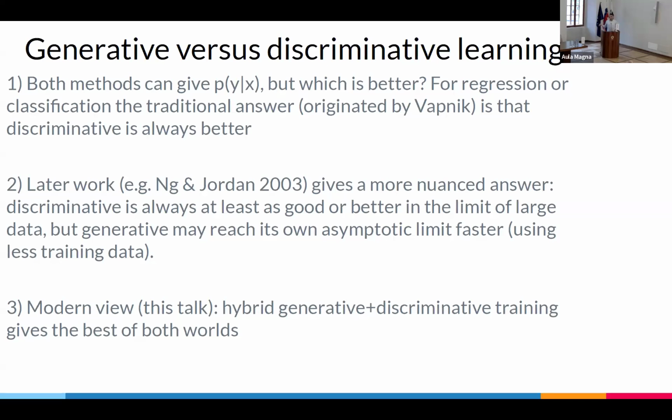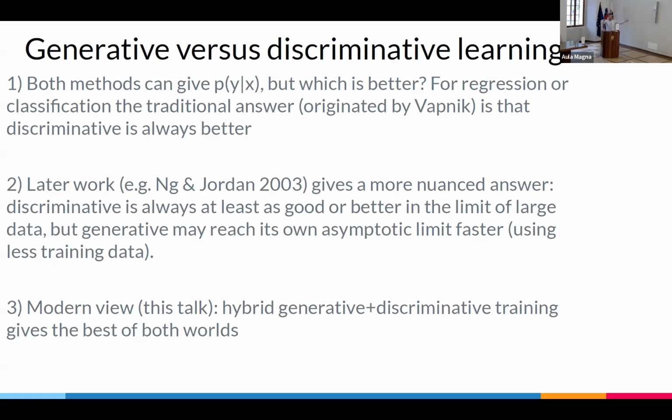Both methods can give you P of y given x. Well, which one is better? Opinions differ on this question. The traditional answer is that if you train directly on what you care about, which is P of y given x, the discriminative training or supervised training is always better, but perhaps the answer is a bit more subtle, in the sense that it has also been observed that if you don't have enough training data, then sometimes there are regimes where generative training actually is better for a while. Not better in the limit of infinite amount of data.